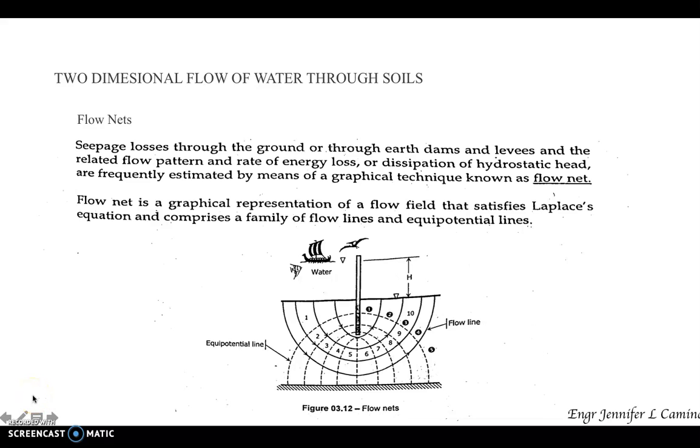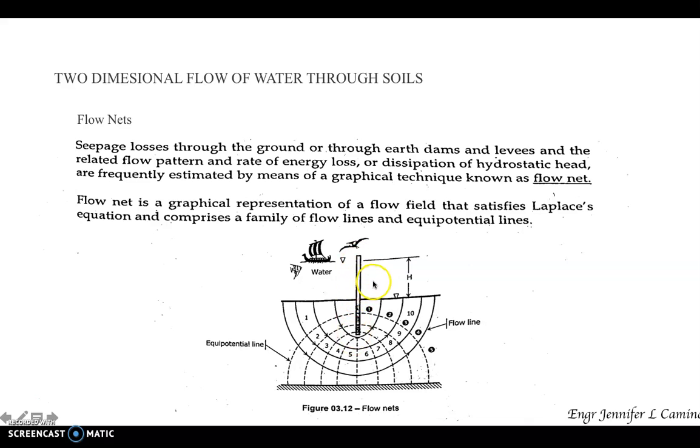Okay, let's move on to two-dimensional flow of water through soil. In reality, in many practical situations, such as flow around a sheet pile, under masonry dams, and through earth dams, flow is two-dimensional. For example, the velocity components in the horizontal and vertical directions vary from point to point within the cross-section of the soil mass. So this is an illustration of a sheet pile. The flow of water through the sheet pile is two-dimensional.